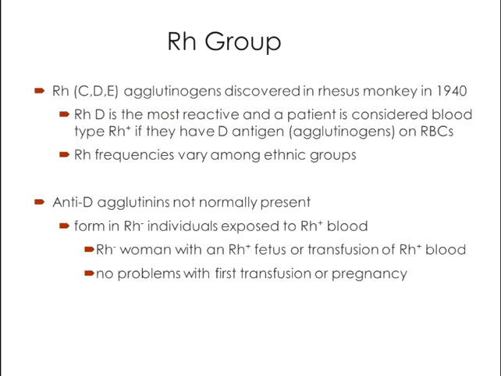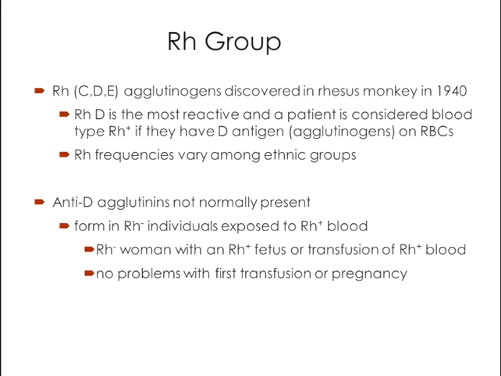All right, so the Rh group contains different types of agglutinogens that were originally discovered in the rhesus monkey. Okay, so you can see that there's RhC, D, and E, so there are different Rh factors, but the main one and the most reactive is considered the RhD, and that's what tells us whether someone is positive or negative.